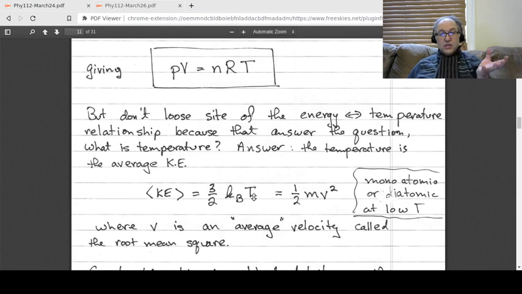Okay, and this is just kinetic energy. All right, and so you can set that equal to 1/2 mv squared. And you know what that means? Given the temperature of a gas, you're going to be able to figure out how fast the particles are moving. Okay, we'll do a problem like that in a minute.